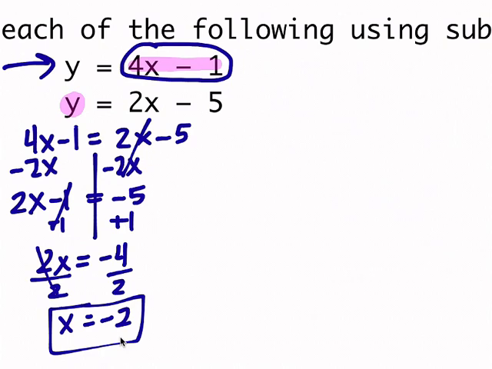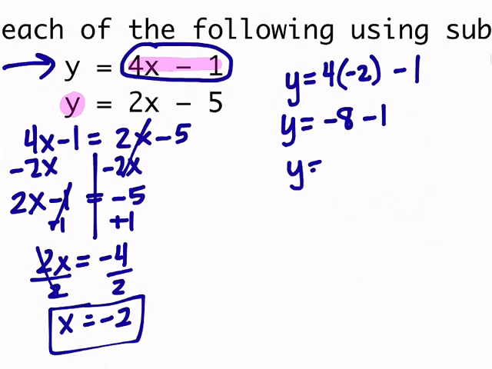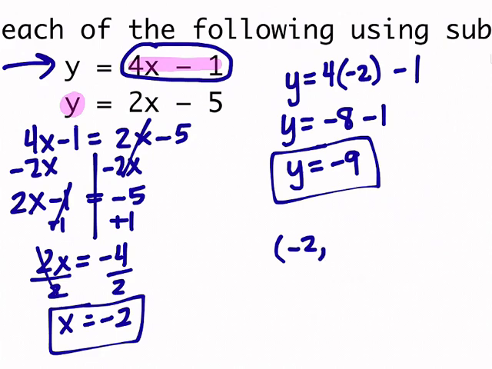So I'm going to have y equals 4, and instead of x, I'm going to replace my x with negative 2, minus 1. So I have y equals 4x minus 1. Simplify for y. 4 times negative 2 is negative 8. Negative 8 minus 1 is going to give me a negative 9. We know the solution to two equations is where they intersect. So I know that they're going to intersect at the point negative 2 comma negative 9. Remember, a point is always the x comma the y.